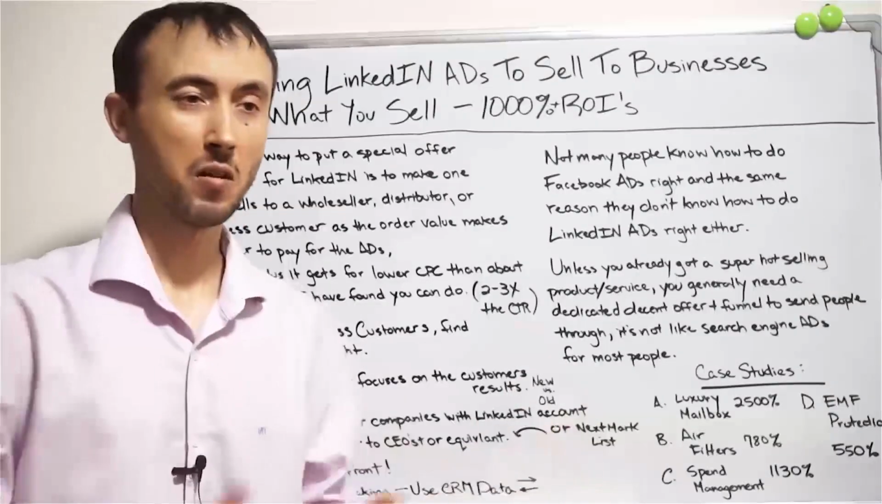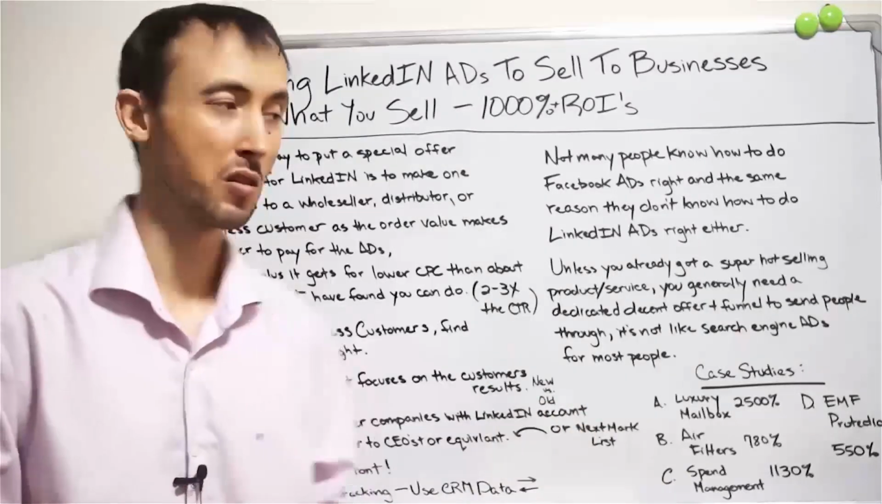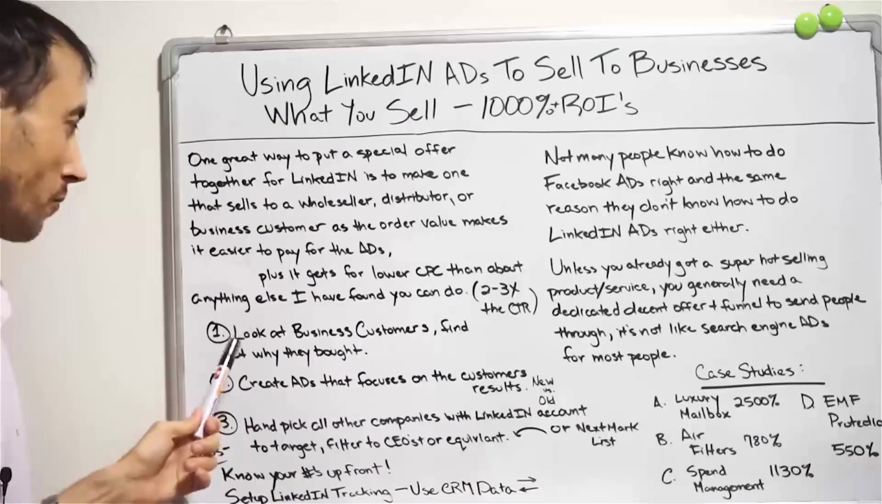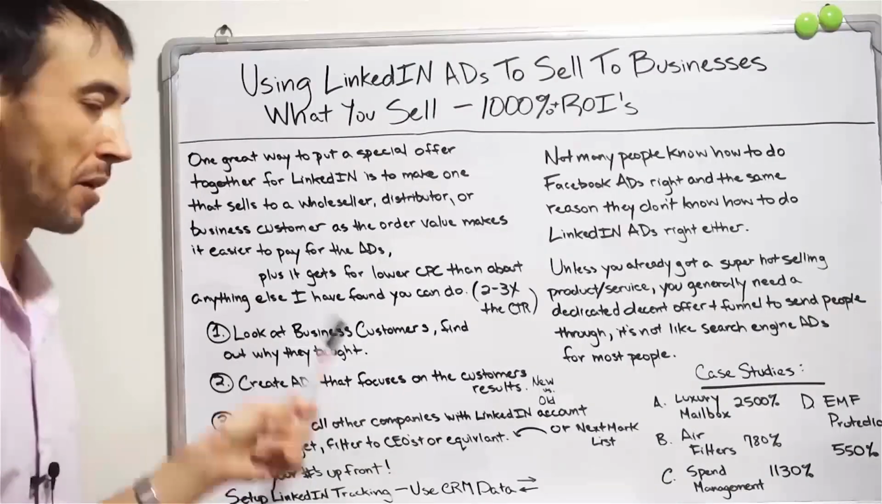Because the purchases are bigger, people need to go through different levels of approval. It's just how business-to-business sales is done. But here's the process. First, look at the business customers you have, find out why they bought.